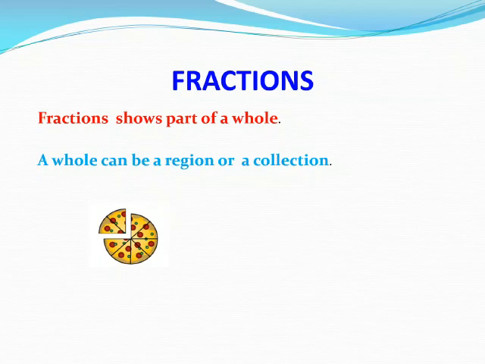A whole pizza is divided into 8 equal parts. 2 parts are taken out. What is the fraction for that part? 2 by 8. Here 2 is the numerator and 8 is the denominator. The numerator is the number of equal parts which have been taken out or left out. The denominator is the total number of equal parts into which the whole is divided.